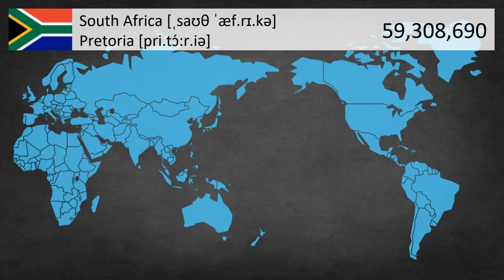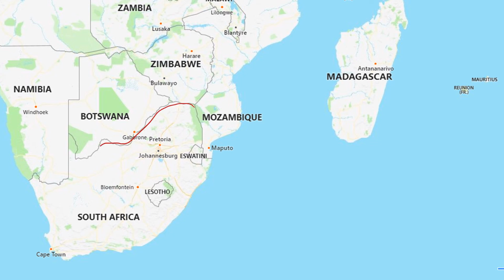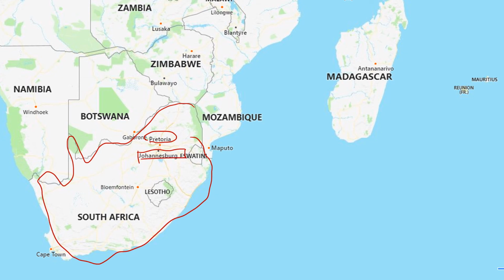Okay, the last country we are going to think about is South Africa. South Africa, and the capital is Pretoria. Pretoria, it used to be Johannesburg, but they moved to Pretoria. Pretoria is the capital, and this is the national flag of South Africa. And the population is 59,308,690. Okay, this is South Africa, and there are two countries in South Africa. Okay, let me show you a bigger map. This is South Africa here, and then the capital is Pretoria. Pretoria, but as I said, Johannesburg was the previous capital. Okay, and let me show you two pictures from Pretoria.